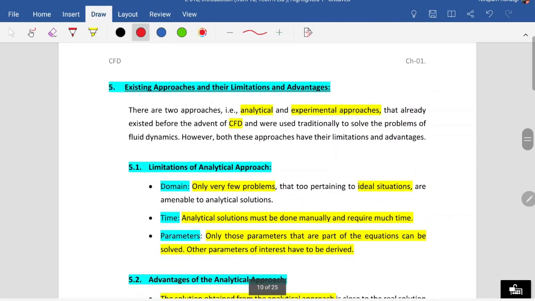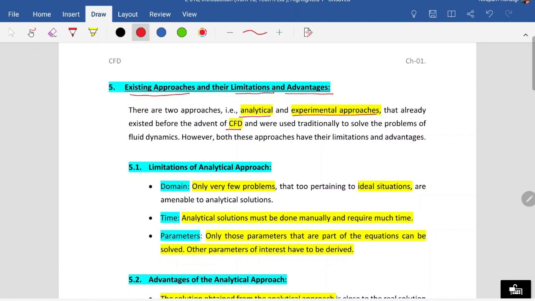Now, what are then existing approaches to solve the CFD problem, and what is their limitations and advantages? So, solving the problem of fluid dynamics, there already exists two approaches. One is an analytical and second is experimental approach. These two approaches already exist before we could talk about CFD. Again, the CFD which I am talking about is a CFD which is based on computer programming.